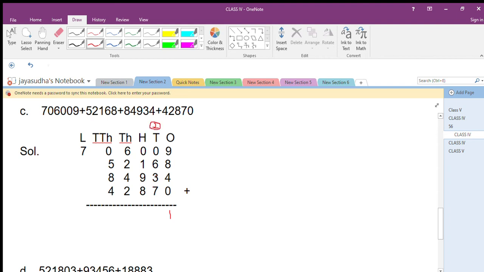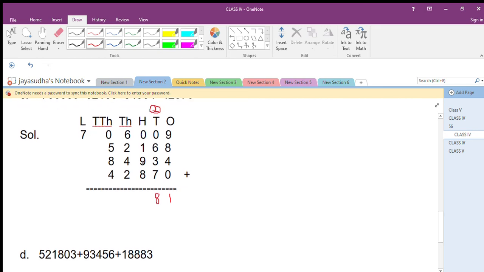Okay, 7 plus 3, 10. 10 plus 6, 16. 16 plus 0, 16. Remember the carry over, children. 16 plus 2, 18. So you want to write 8 only here. 1 carry to the next column.